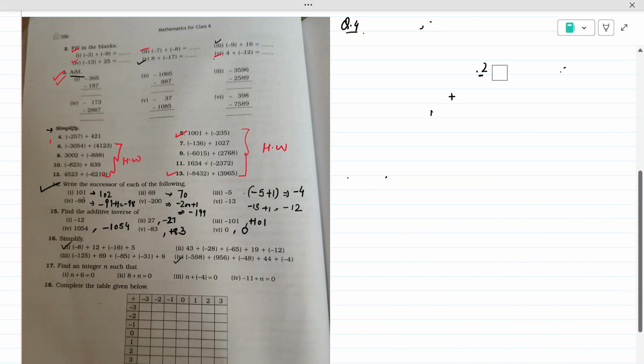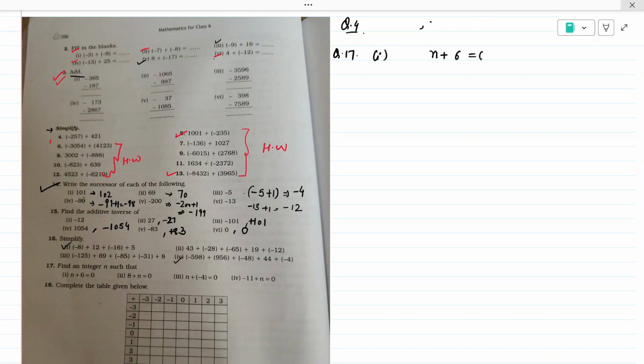Let us do question number 17 now. Question number 17, first part is, find an integer n. We have to find the value of n in every case, where n plus 6 is equal to 0. Okay, this is very easy.